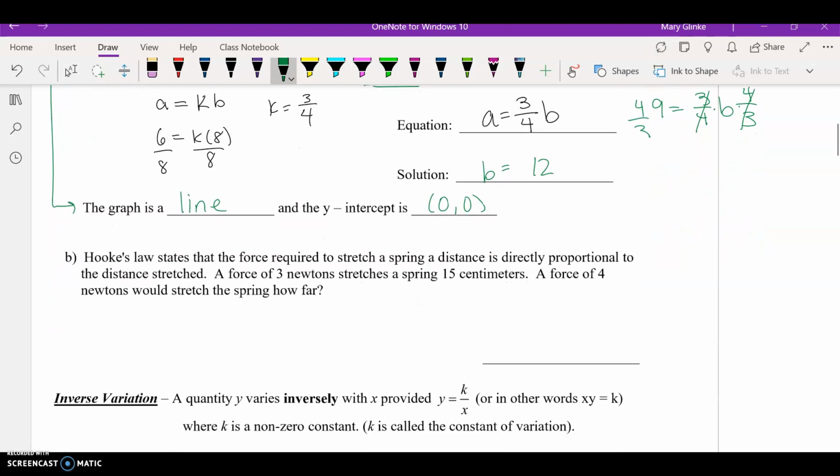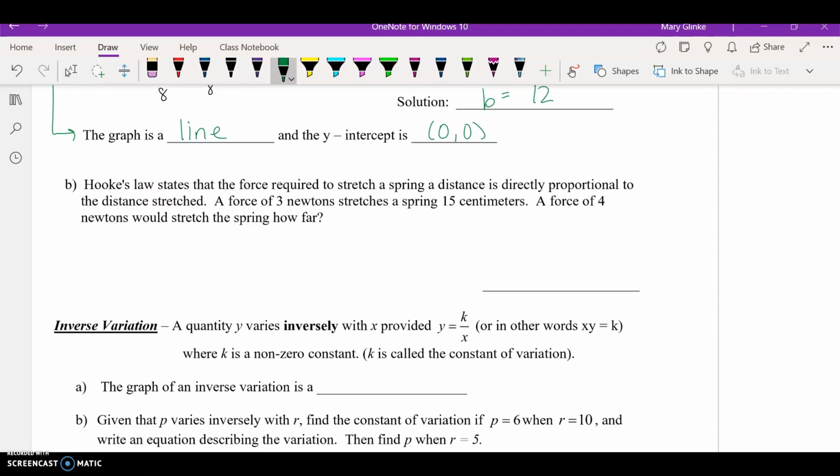So we'll see an application of this one with Hooke's law. The force required to stretch a spring a distance is directly proportional. So you notice how it says directly proportional? This means direct variation. So the force, F, is in direct variation with the distance, D, which means it's going to be F equals some sort of constant times the distance. So the force of 3 newtons stretches the spring 15 centimeters. That is your distance, which makes your constant of variation 1/5.